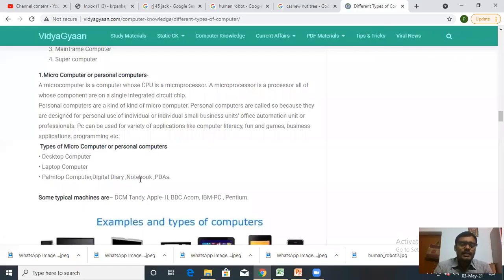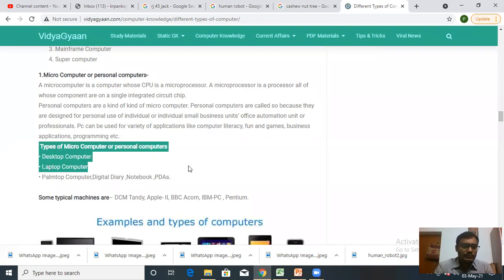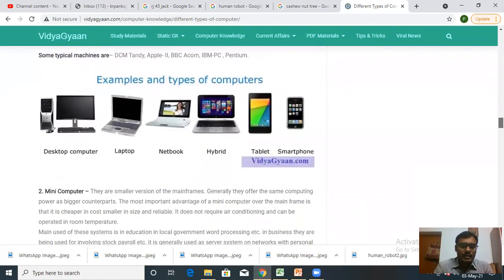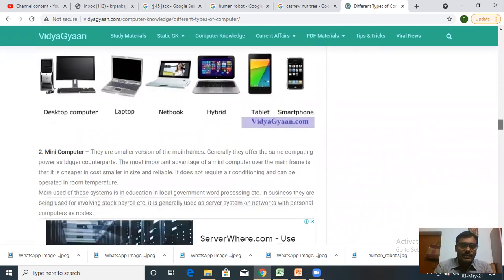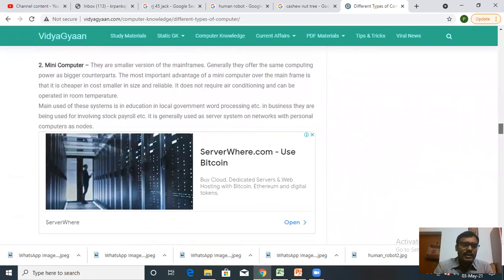These computers are used for personal use. Examples: desktop computers, laptop computers, smartphones, notebook, etc. Now you can see these are the examples. Desktop, laptop, notebook, these are the examples of microcomputers. Now the second one is mini computer.